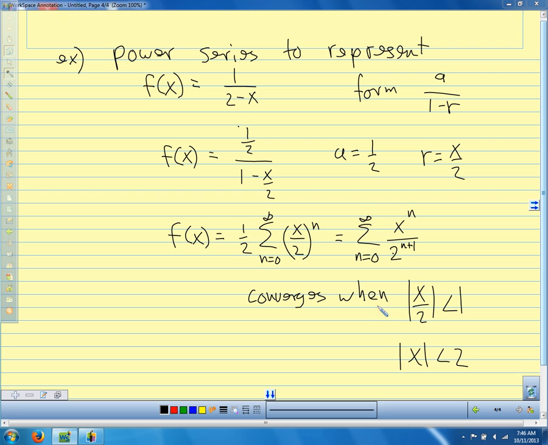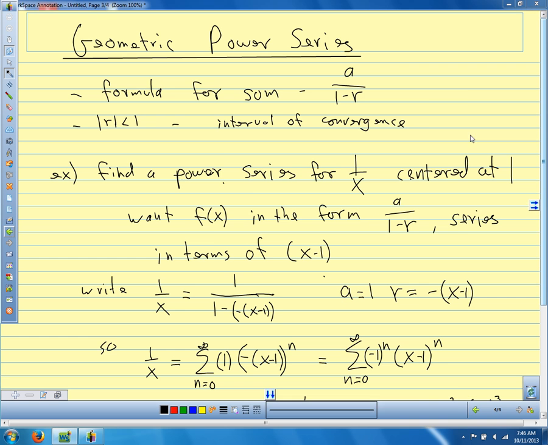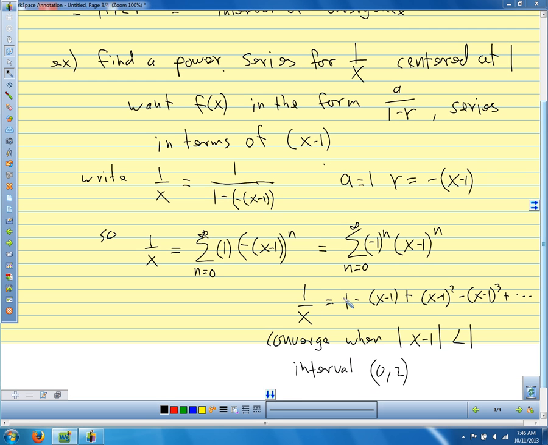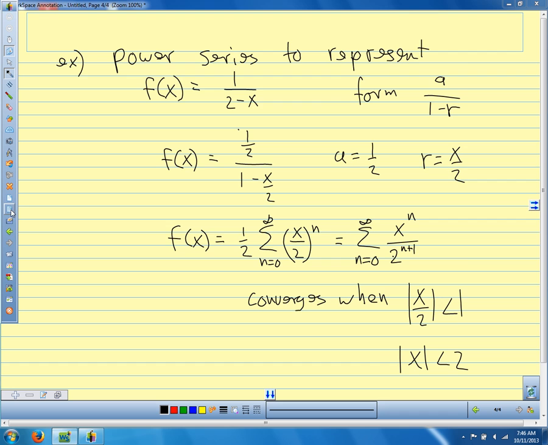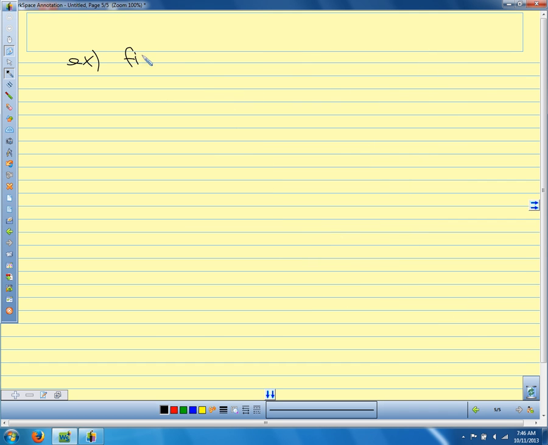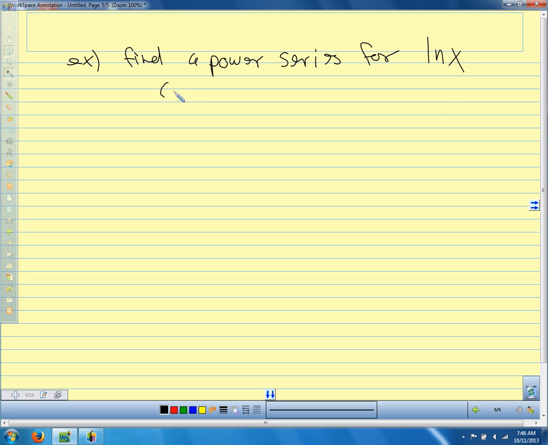Now what I want to do next is talk about how we manipulate these power series. I want to look back at this series we generated for 1 over x. We came up with this series for 1 over x centered at 1. We're going to use this to generate a power series for the natural log of x centered at 1. So now we want to find a power series for natural log of x centered at 1.